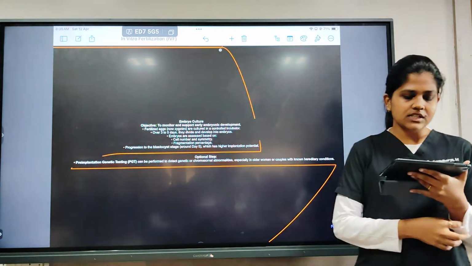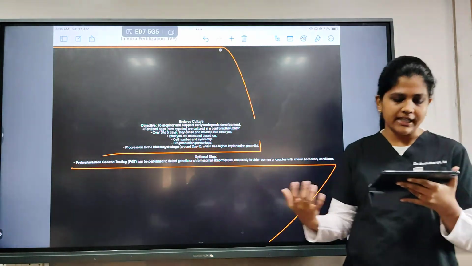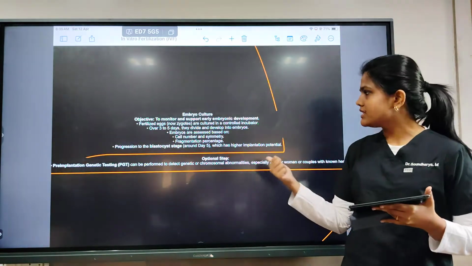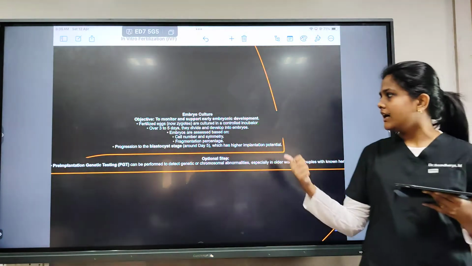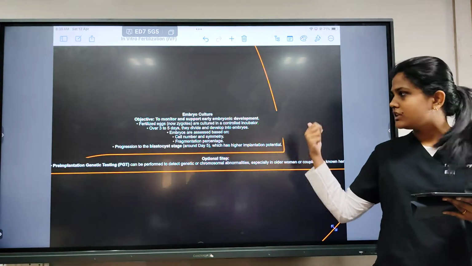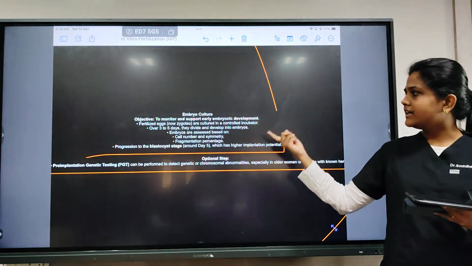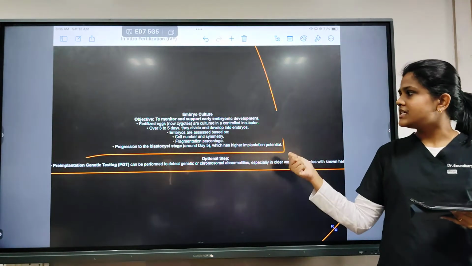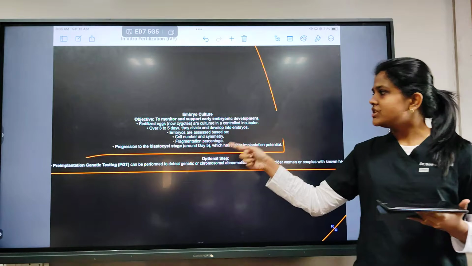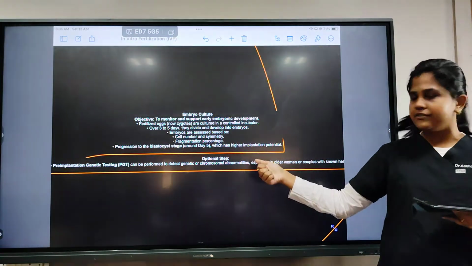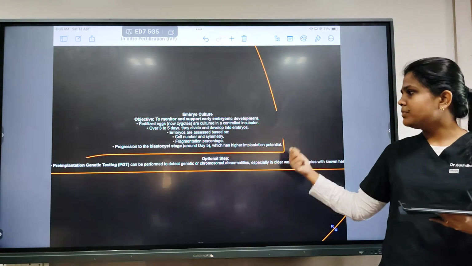The next step after this will be the embryo culture. This is done to monitor and support the early embryonic development. The fertilized eggs, which are now zygotes, are cultured in a controlled incubator. Over 3 to 5 days, they divide and develop into embryos, going through the cleavage phase and blastocyst formation. They will be assessed based on cell number and symmetry, followed by fragmentation percentage. Progression to the blastocyst stage happens around day 5. Day 3 is cleavage and day 5 is blastocyst, which has the higher implantation potential.